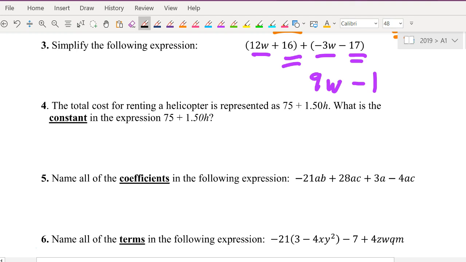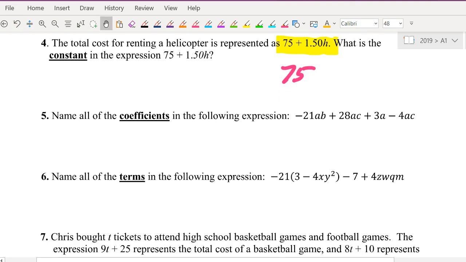All right. The total cost for renting a helicopter is represented as this. What is the constant there? Say it. 75. You're right. So 75 is the constant. So this is testing your vocabulary. Okay, coefficients. What are those? Well, there's a bunch of them, right? Negative 21, 28, positive 3, and negative 4. Alright? So you would probably write all those out.